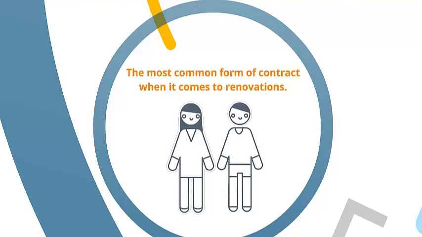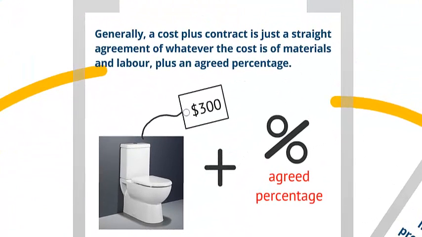So the last type of contract to look at are cost-plus contracts. They're the most common form of contracts when it comes to renovations. Now, cost-plus contracts work exactly as the name suggests. It is a straight percentage on top of every single cost associated with the job.